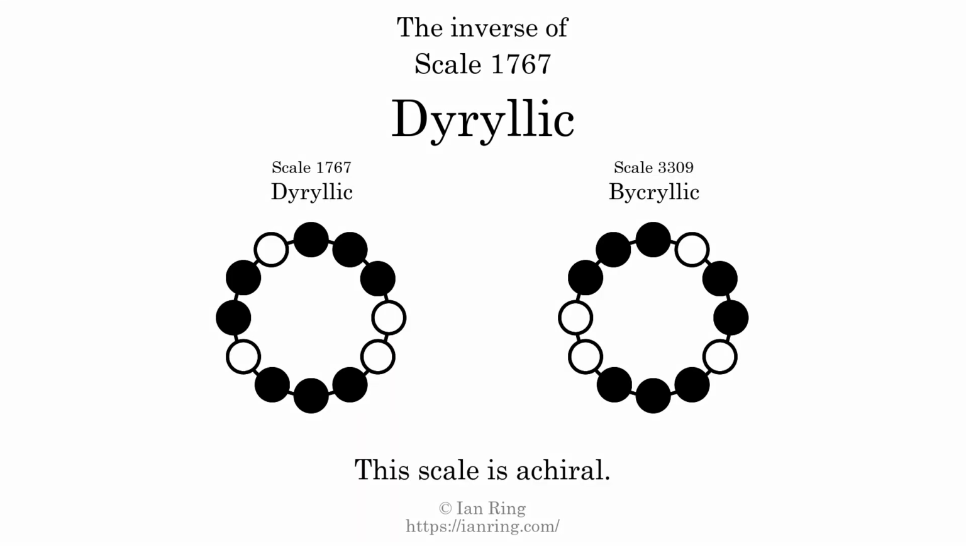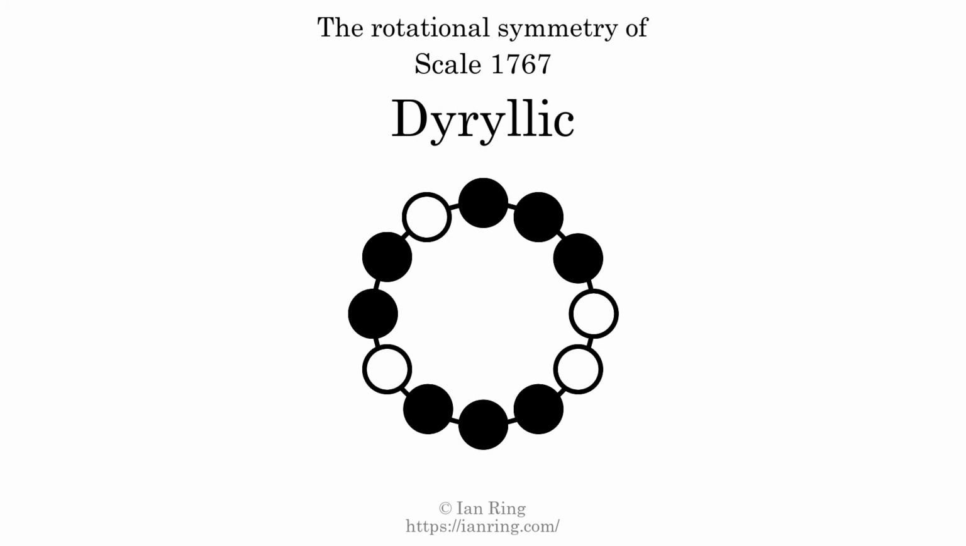The inverse of a scale is a mirror image. It is what you get when the sequence of intervals is reversed. The inverse of this scale is scale 3309, also known as Dyryllic. This scale is achiral, since it can transform into its own reflection by a rotational transformation. This scale has no rotational symmetry.